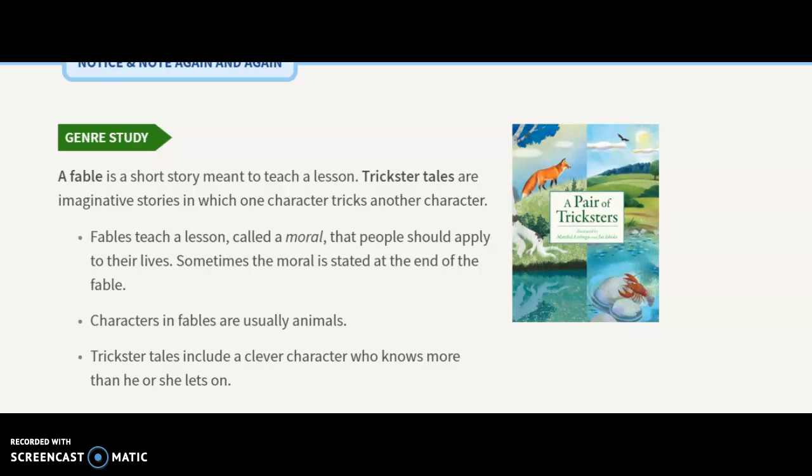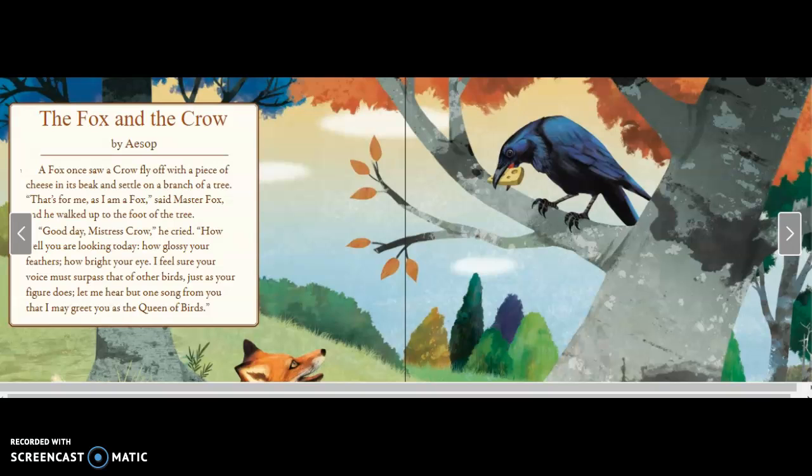All right, we're going to wrap up that conversation in 3, 2, 1. The first fable that we're going to read is titled The Fox and the Crow. The Fox and the Crow by Aesop.